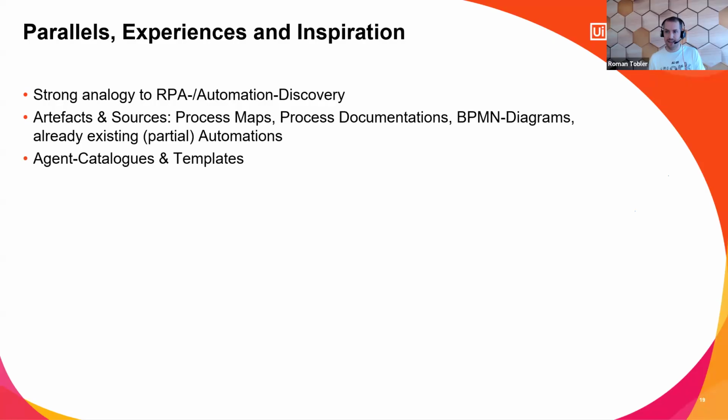Next up are agent catalogs or templates. You might remember process heat maps, when you last looked at the process heat map for RPA. There can also be heat maps for agent or agentic cases. Templates, we've got a screenshot from the UiPath marketplace. Whether a template is suitable to your need is questionable, but it can always help as inspiration that this could be something for this department.